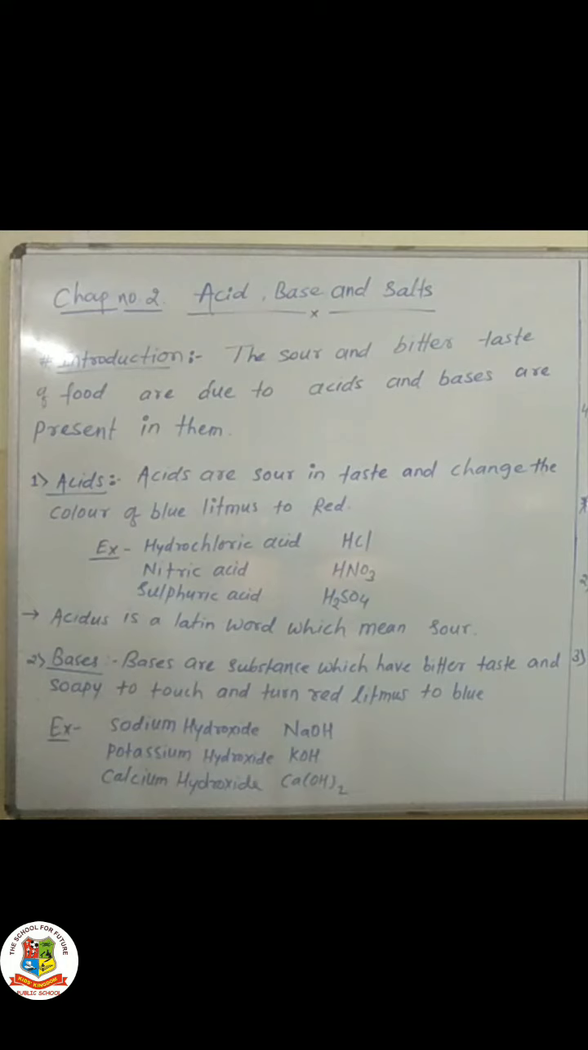We know that acids are sour in taste and change the color of blue litmus to red. Examples are hydrochloric acid, nitric acid, sulfuric acid. How did this word acid come? Acidus, it is a Latin word which means sour. So in this way, this is all about the acids.